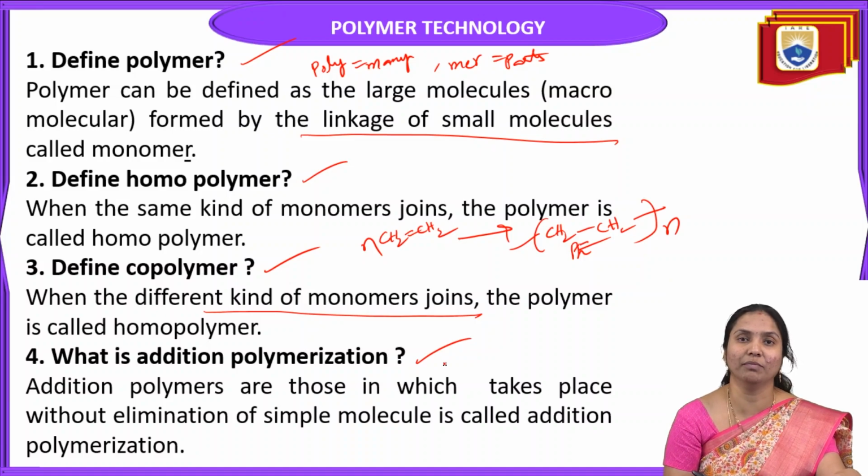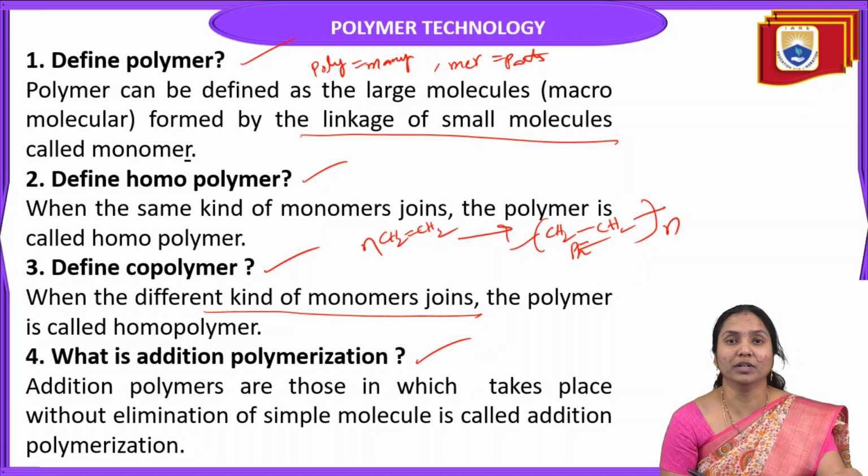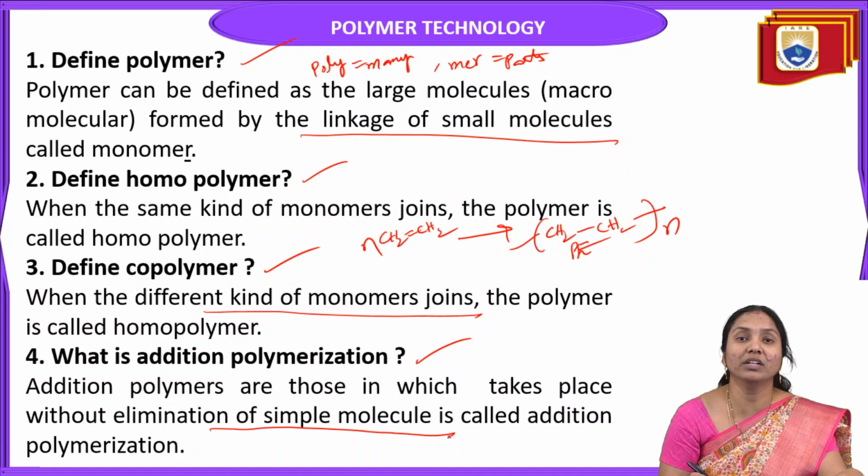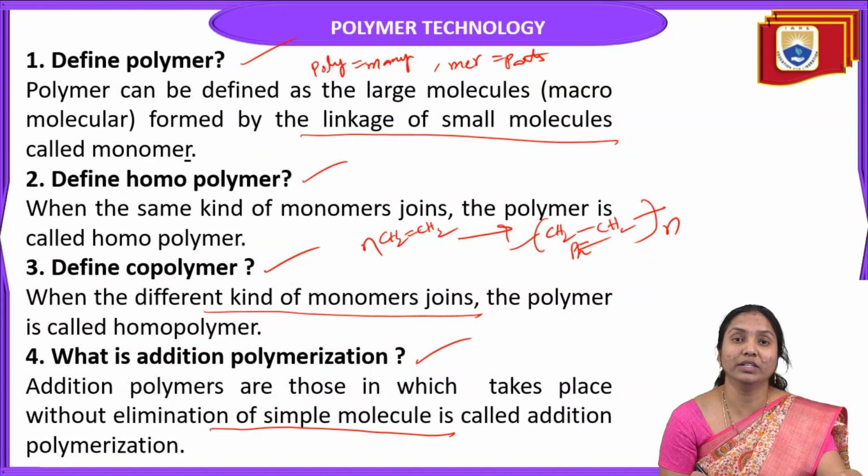And next, what is addition polymerization? Here monomers add without eliminating any byproduct. Generally a monomer undergoes a process to form a polymer, and that process is called polymerization. There are two types of polymerization: one is addition polymerization and the other is condensation polymerization. Addition polymerization means addition of monomers without eliminating any byproduct or any simple molecules. This type of polymerization is called addition polymerization. It is only addition of monomers without eliminating any byproduct.